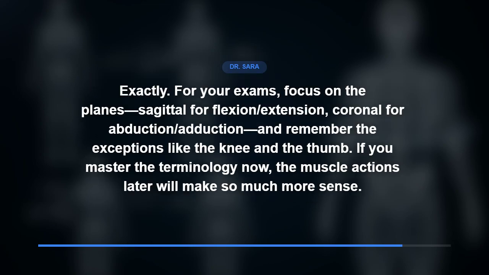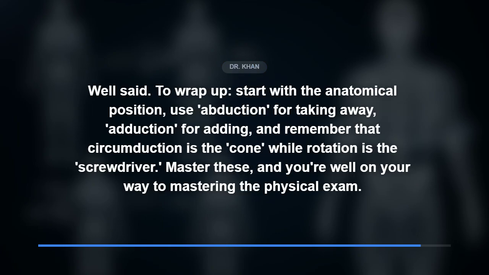Exactly. For your exams, focus on the planes, sagittal for flexion extension, coronal for abduction adduction, and remember the exceptions like the knee and the thumb. If you master the terminology now, the muscle actions later will make so much more sense. Well said. To wrap up, start with the anatomical position. Use abduction for taking away, adduction for adding, and remember that circumduction is the cone while rotation is the screwdriver.